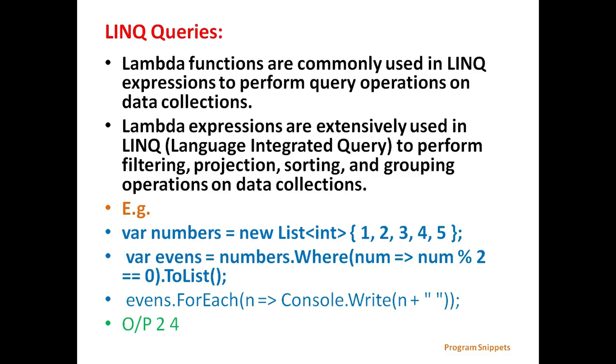For this we will define evens equal to numbers, which is the name of the list, dot Where, and we will give the expression num mod 2. And to print it, we will use a foreach loop and print the even numbers from the list evens. So it will give the output 2, 4.